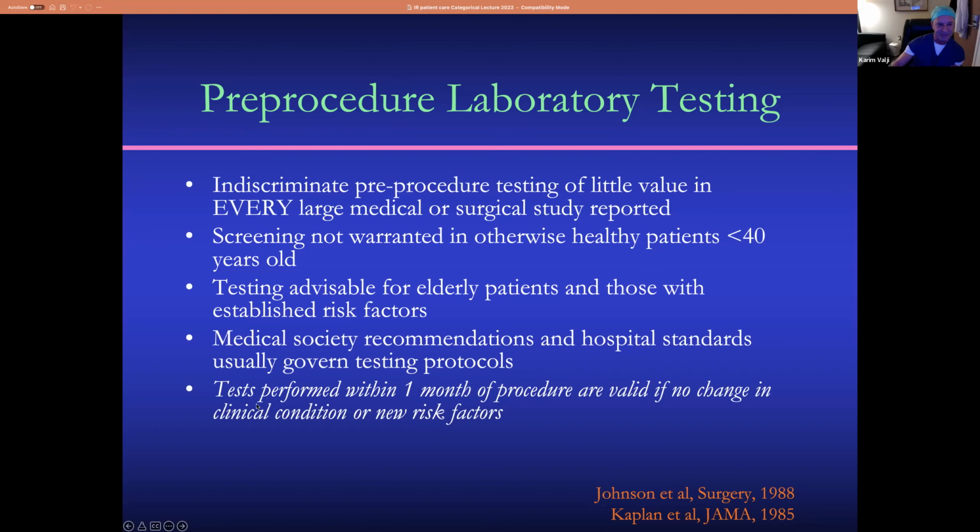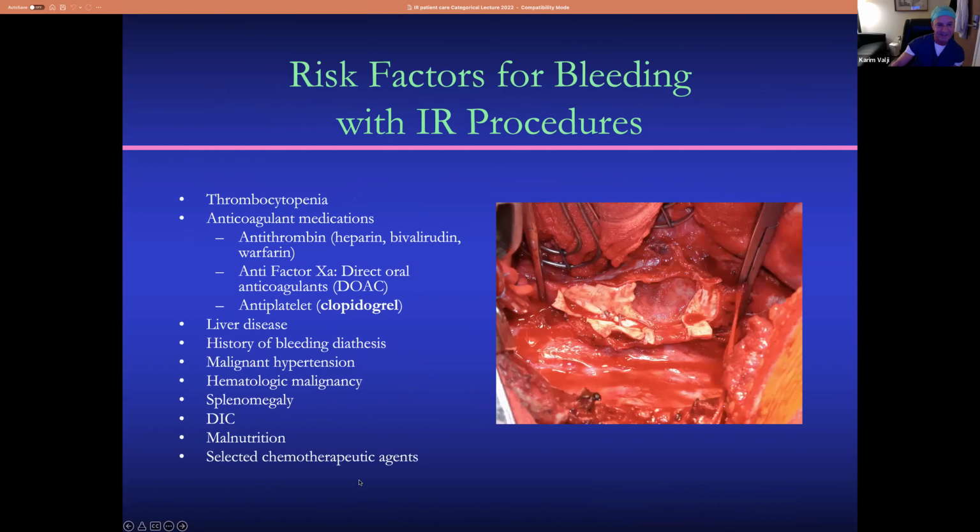One thing I would mention is that tests performed within 1 month of a procedure are valid if there's no change in clinical condition or new risk factors. So if someone had the INR and platelets checked 2 weeks ago, unless there's a reason those two have changed, you don't have to check them again. It's just wasted money. We're just adding to the horrible healthcare economic system.